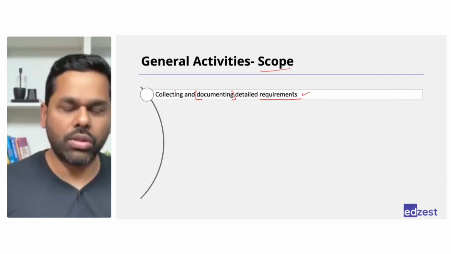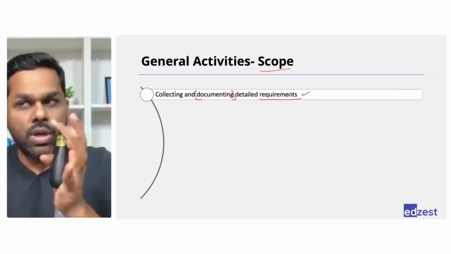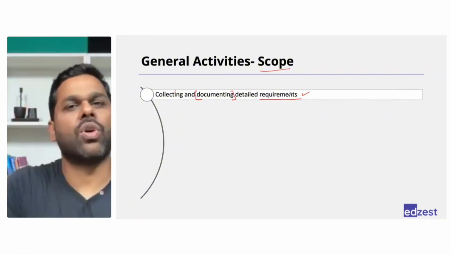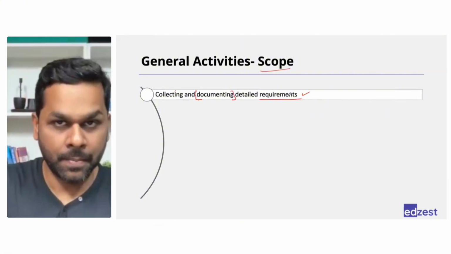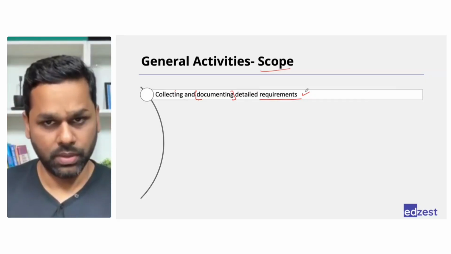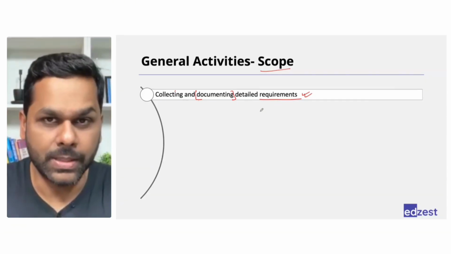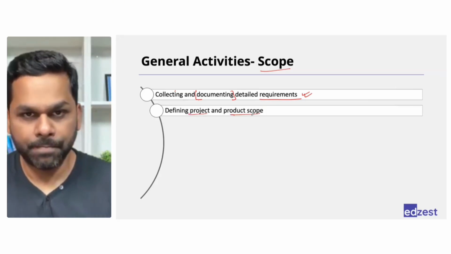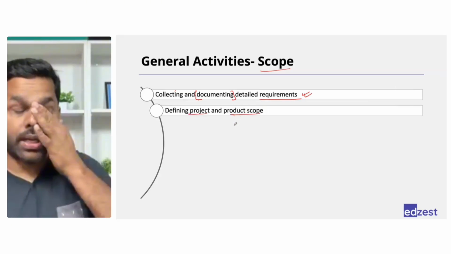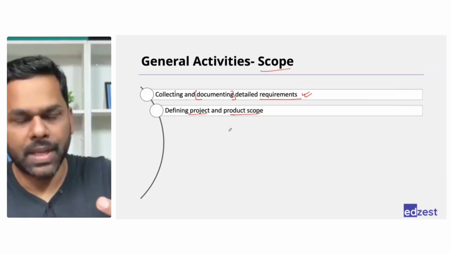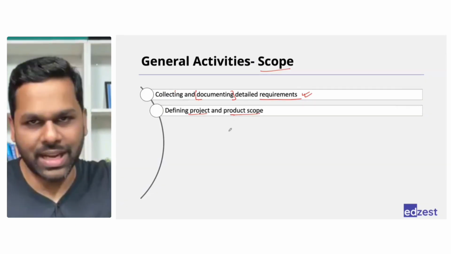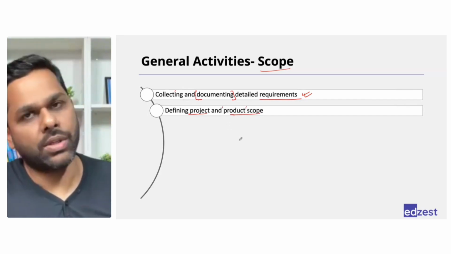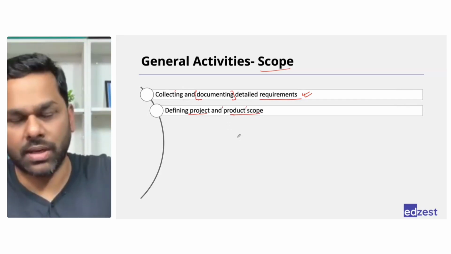You have listed down all those requirements, because only when you understand all the requirements can you summarize and create a scope statement and a WBS. The first step is to collect and document the requirements. Then you define the project and product scope. In every project, you would probably be building a product. You could be doing a service also, or consulting as well. But if you're building a product, then you must define the product scope as well, which is basically the product specification.